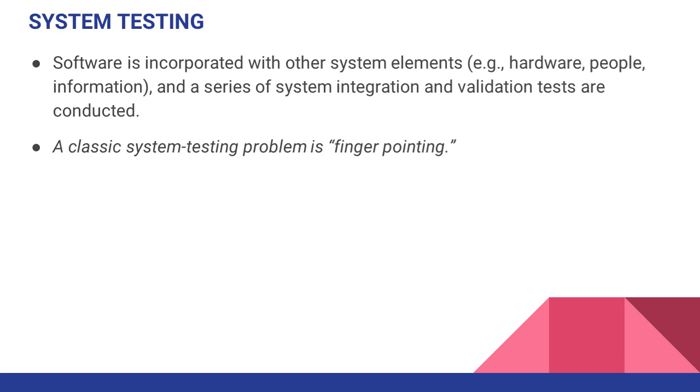This occurs when an error is uncovered and the developers of different system elements blame each other for the problem. Rather than indulging in such nonsense, expect potential interfacing problems, design error handling paths that test all information coming from other elements of the system, conduct a series of tests that simulate bad data or other potential errors at the software interface, record the results of tests to use as evidence if finger pointing does occur, and participate in planning and design of system tests to ensure that software is adequately tested.